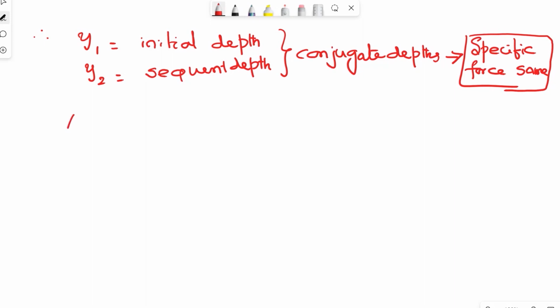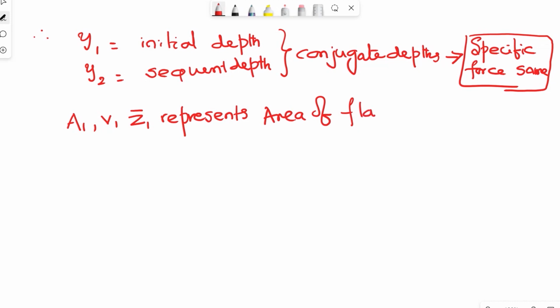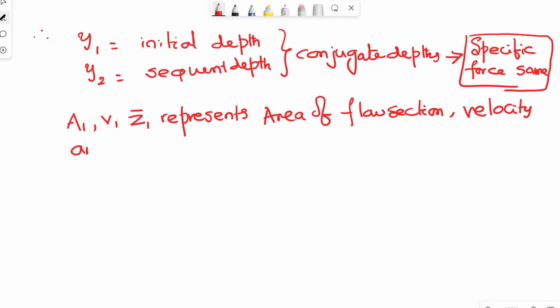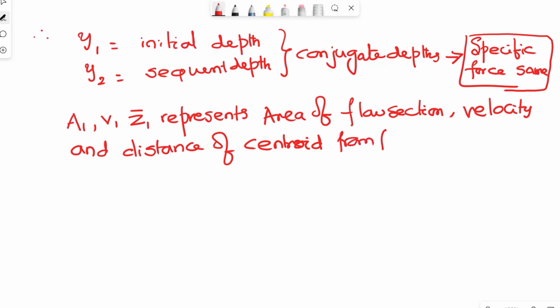Suppose if I take A1, V1 and Z1 bar, it represents area of flow section, velocity, and distance of centroid. Distance of centroid or center of gravity from free surface.